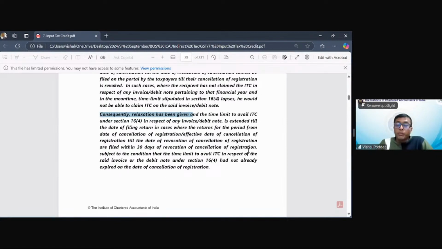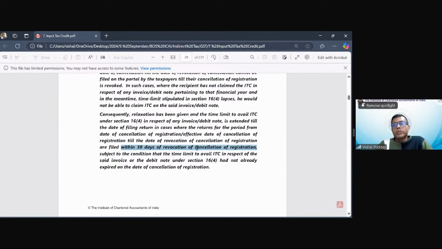So my cancellation happened in January 25, and this cancellation was ultimately revoked and my registration was revived from April 2026. So let us say it happened on 15th of April 2026 that my registration was restored, revived. So I will now be filing all my pending returns after 15th of April, and they have given me 30 days. So if I file these pending returns within 30 days of revocation of cancellation of registration, then I can take the pending ITC. So indirectly, my time limit under 16.4 has got extended.